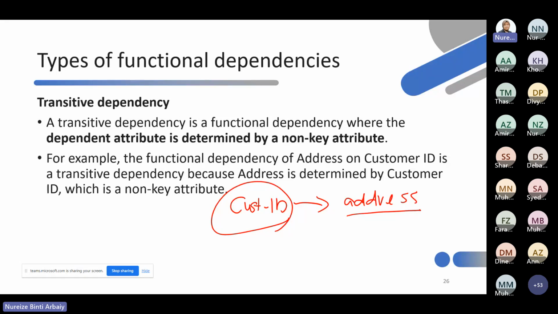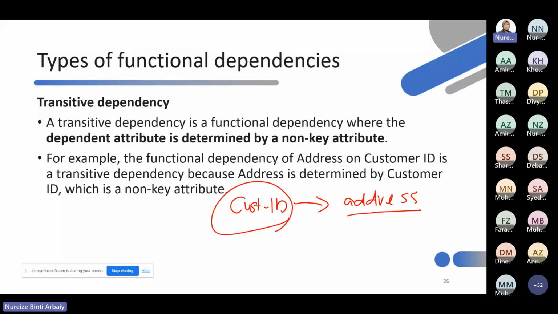Customer ID and address, because there is no other attribute given like name, phone number, order, and so on. So customer ID is not possible to be a primary key in this case. So it becomes a non-primary key. When it is a non-primary key, but customer ID somehow can be used to identify the address, then this is a transitive dependency.